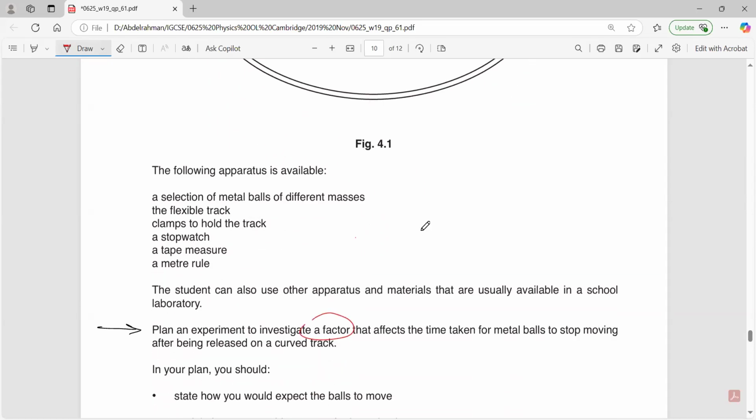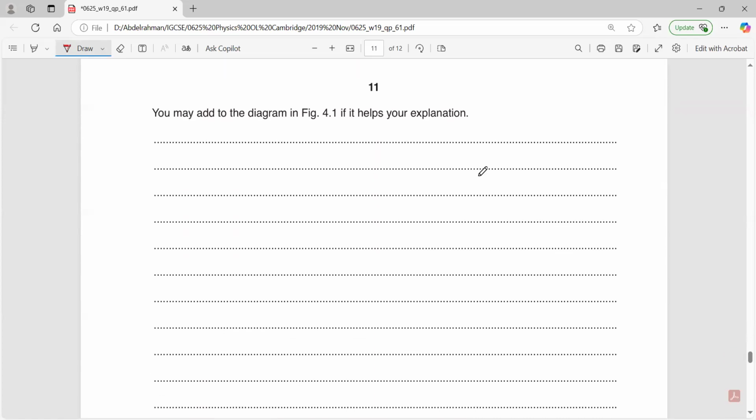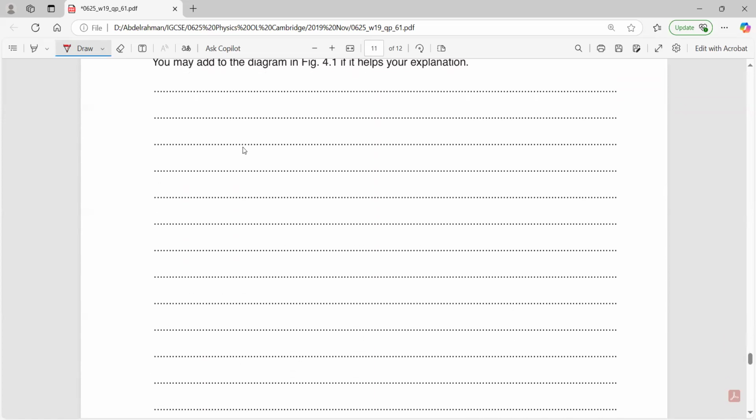For me, personally, I'd prefer to use the mass of the ball. Why? Because the mass of the ball is the easiest to change. If you recall, we have 7 steps we need to write down. If you don't have this page, you can just bring a piece of paper and start to write down. First of all, we need to write down the range of values.